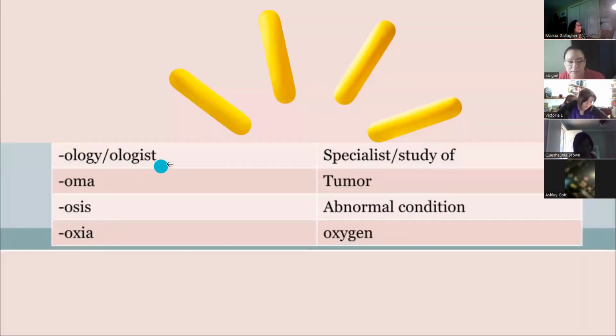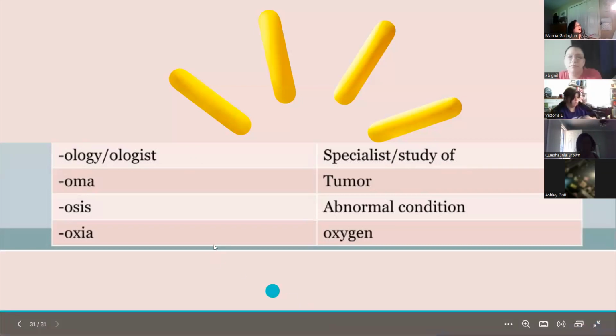Now, ology and ologist are very important. That's a specialist or the study of. So a cardiologist, what is that? What is a cardiologist, Sean? Is it like a heart doctor? Yeah, it's a doctor that specializes in the heart. So your ology.